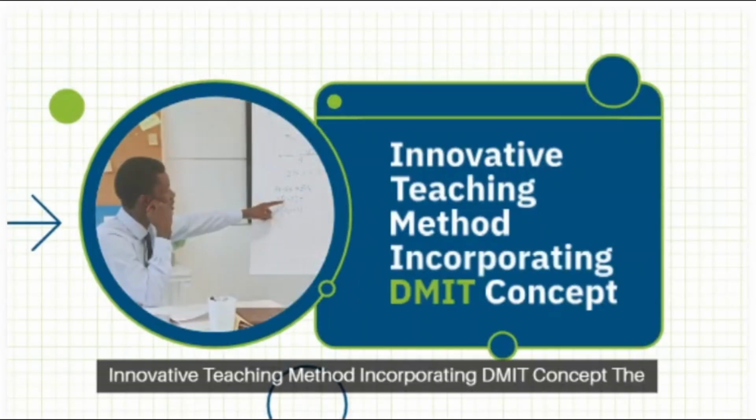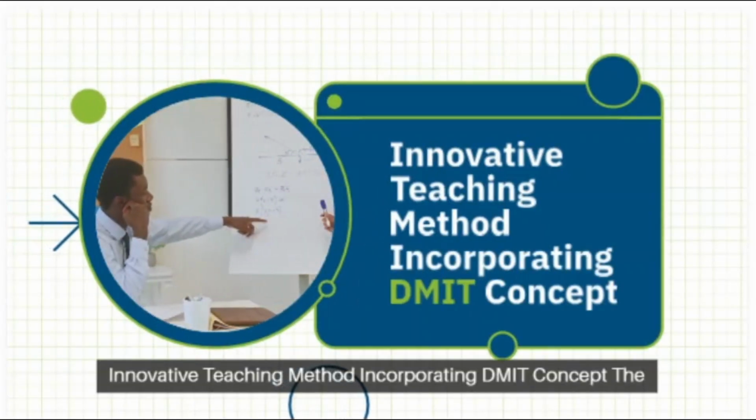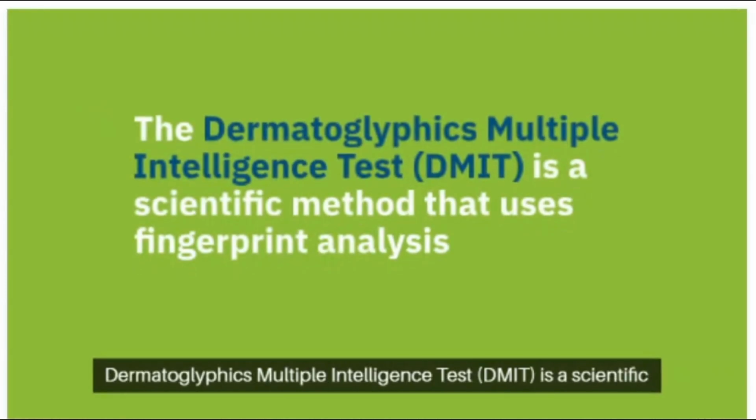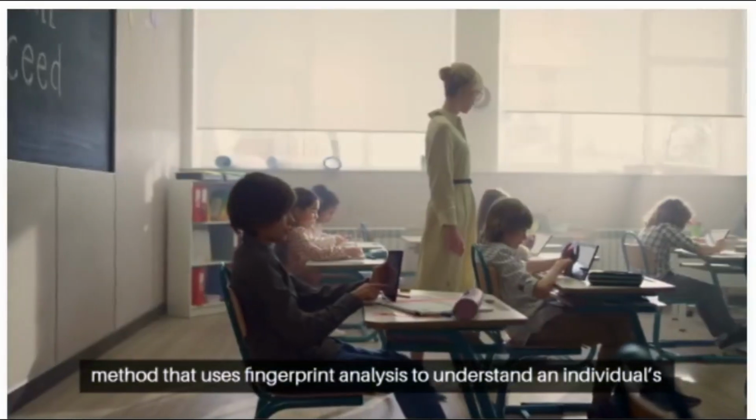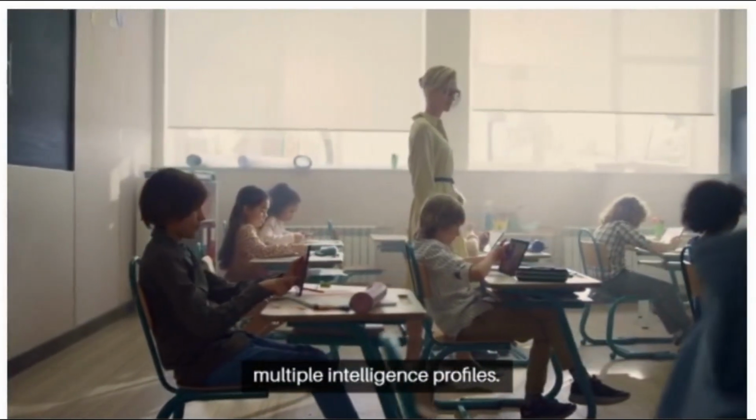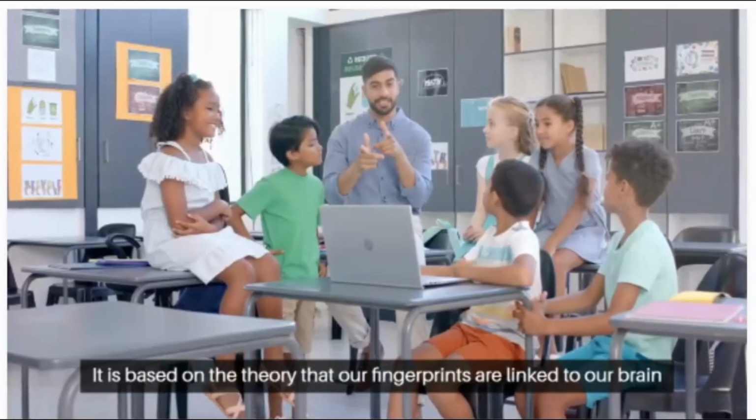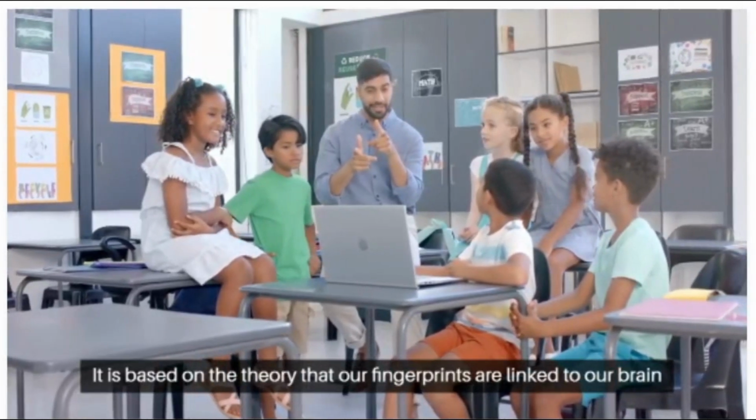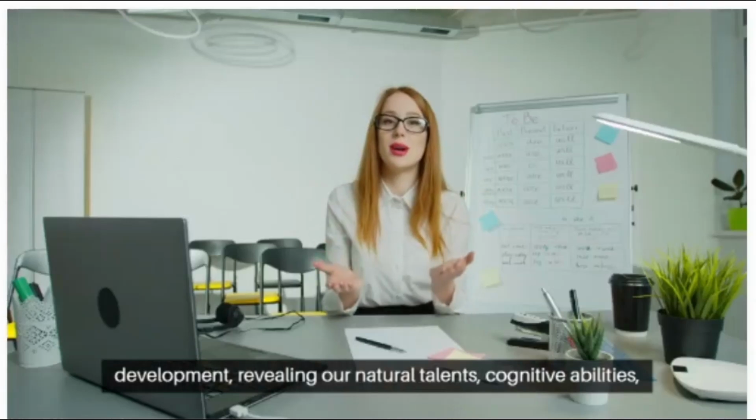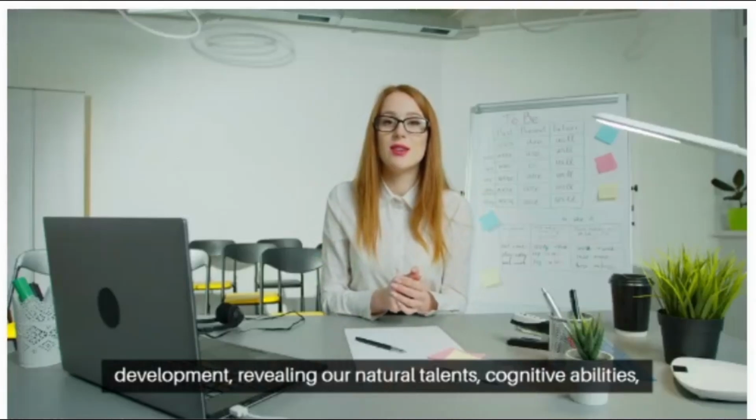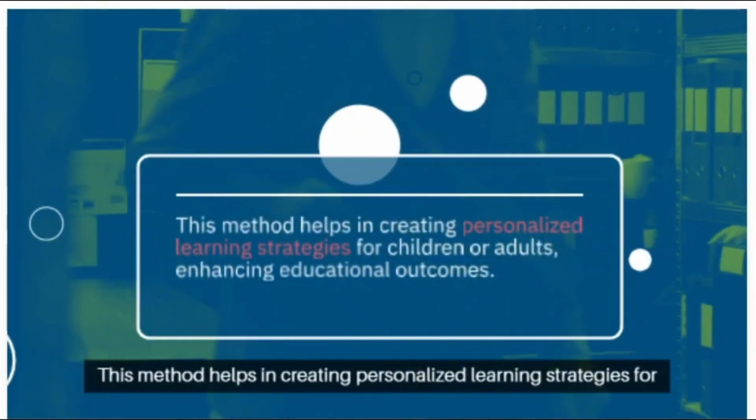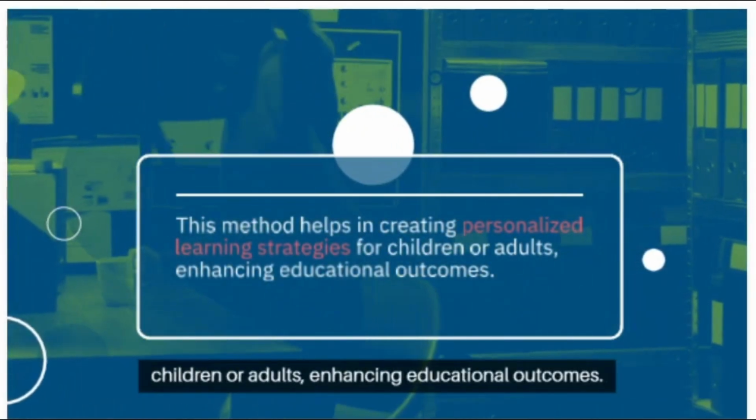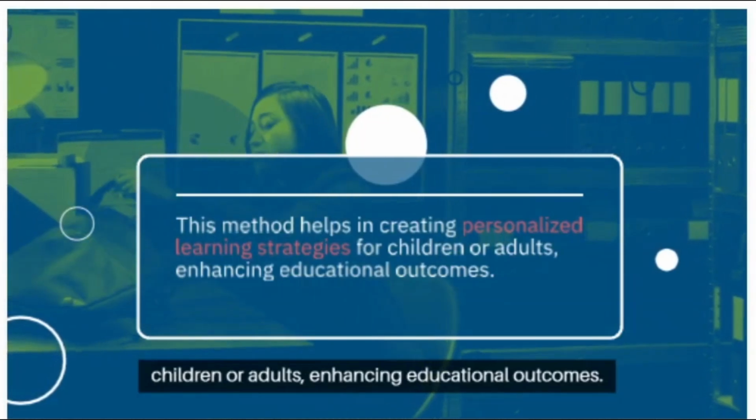Innovative teaching method, incorporating the DMIT concept, Dermatoglyphics. Multiple Intelligence Test, DMIT, is a scientific method that uses fingerprint analysis to understand an individual's multiple intelligence profiles. It is based on the theory that our fingerprints are linked to our brain development, revealing our natural talents, cognitive abilities, and emotional patterns. This method helps in creating personalized learning strategies for children or adults, enhancing educational outcomes.